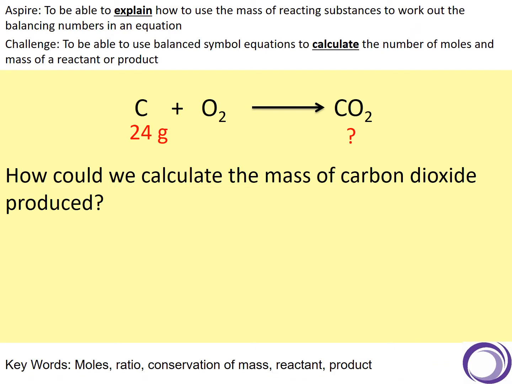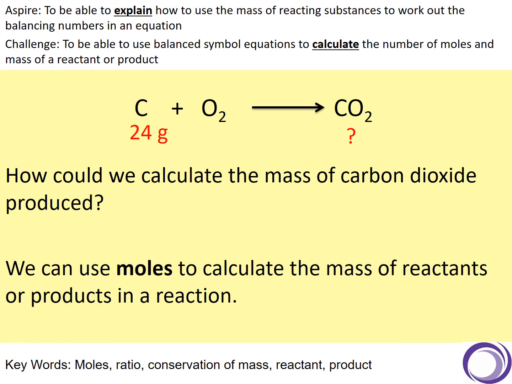So we can then use this principle to actually calculate the mass of something, such as the carbon dioxide produced, if you only know the mass of one of the reactants. So what we can do here is we use the moles to calculate the mass of the reactants or products within that reaction using our favourite equation, mass equals Mr times moles.